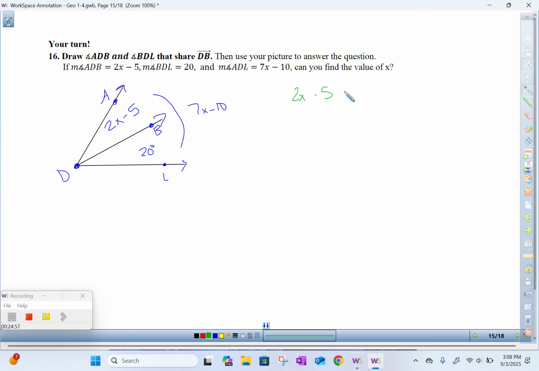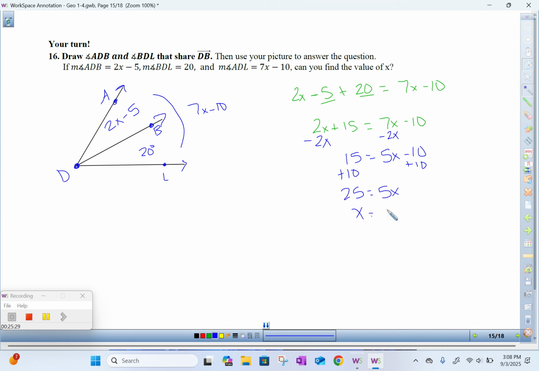Okay, so let's try it out. 2x minus 5, small angle, plus 20, other small angle, equals 7x minus 10, large angle. Combining like terms, we have 2x plus 15 equals 7x minus 10. I like to move this smaller x first to solve, so I've got 15 equals 5x minus 10. Adding the 10 over, 25 equals 5x, so x equals 5. We can always check ourselves by plugging into those two angles, making sure 20 plus whatever this is equals the total.